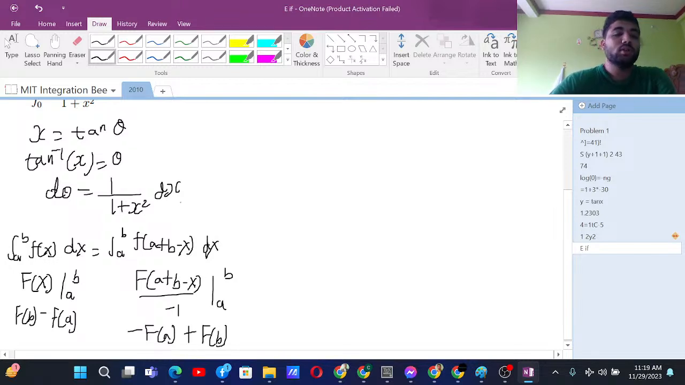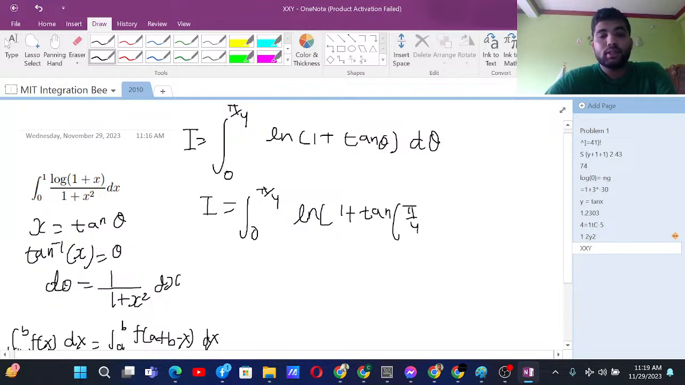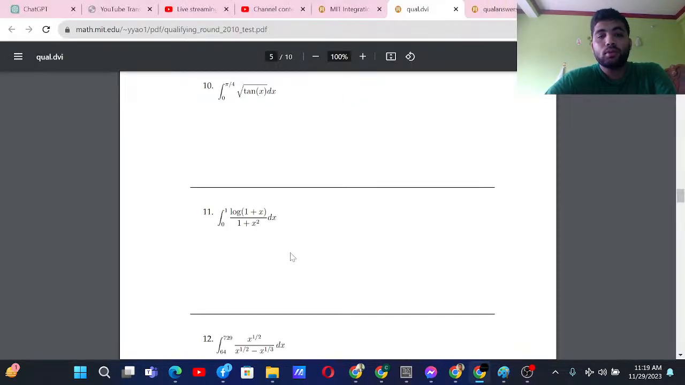That's why it works. We can use that over here, and that gives us I equals the integral from 0 to pi by 4 of ln of 1 plus tan of pi by 4 minus theta. So this is the application of King's rule.